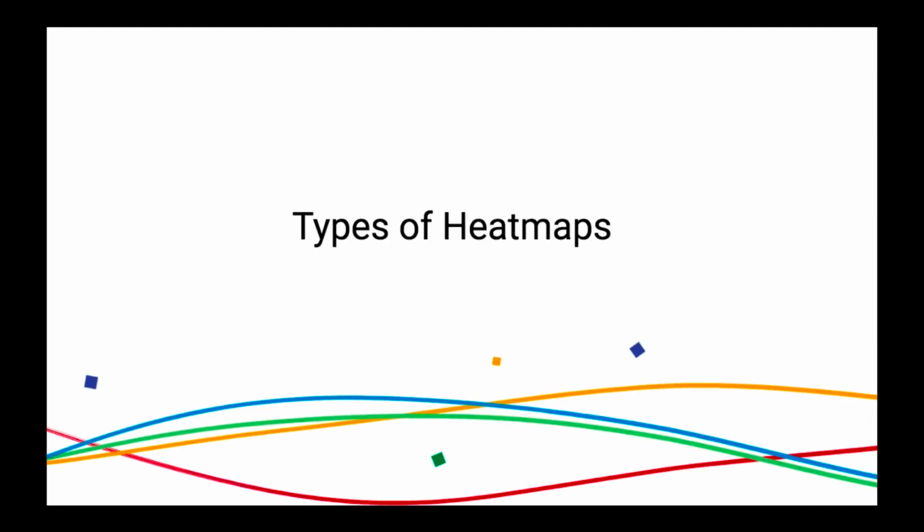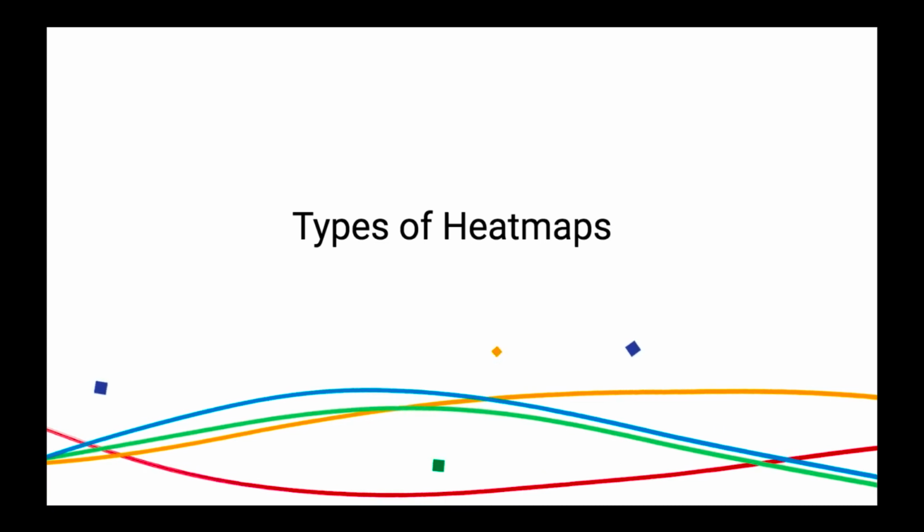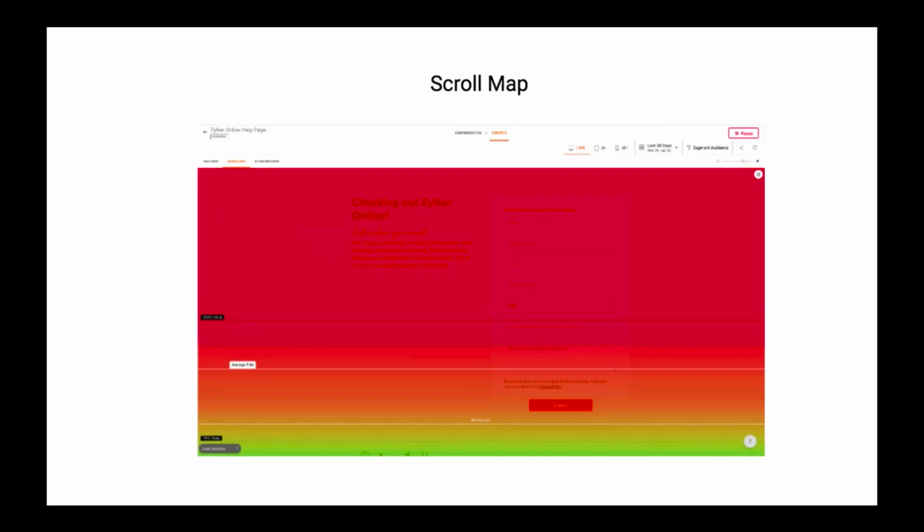So now let's talk about the types of heat maps in PageSense. There are different kinds of heat maps. The first one being the generic click map that tracks the activity, hotspots, and clicks. Next, we have the scroll map. A scroll map will show you how far down your visitors are scrolling and which fold gets the most attention. With scroll maps, you can identify any false bottoms on your page.